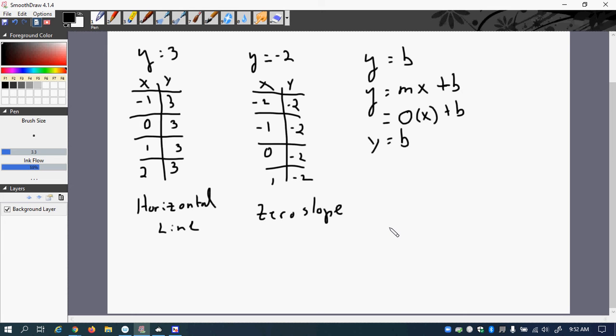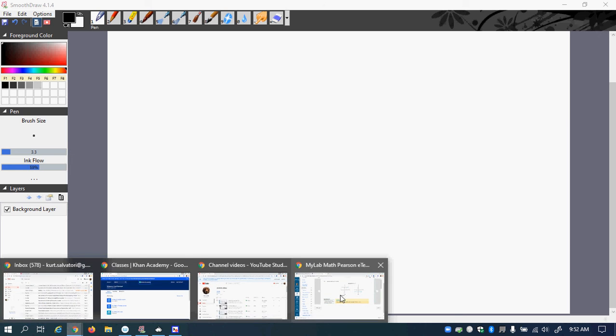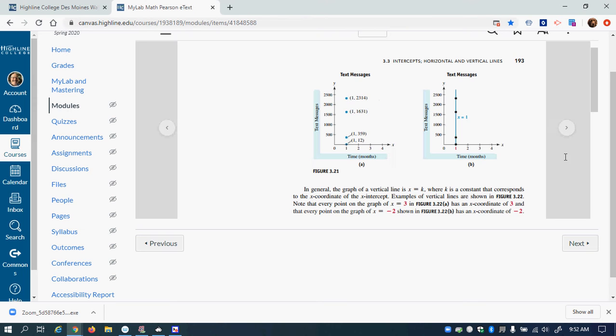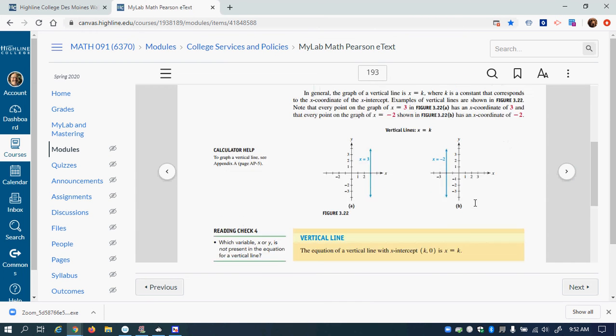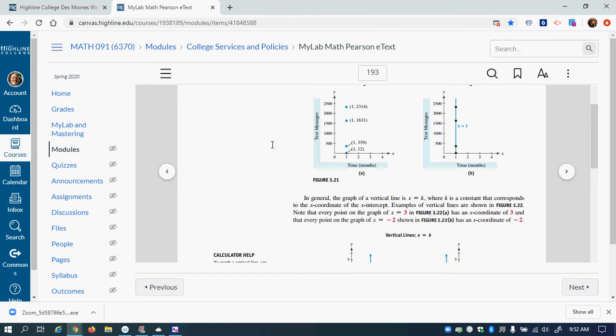And so this is the reason why this setup is there, because the horizontal line always has 0 slope. Let's take a look at a vertical line. So let's go back to the book and see that as a vertical line. So we go to the next page. Okay, and we're looking at vertical lines. Here is a real world example where we have time, and then this is our text messages.